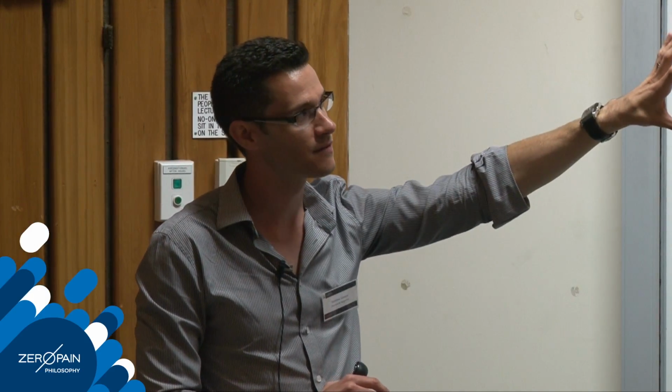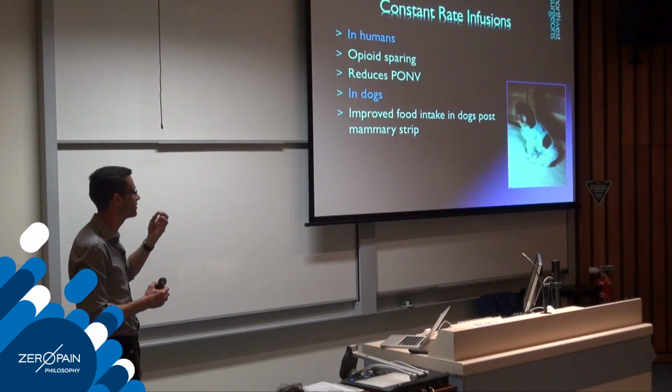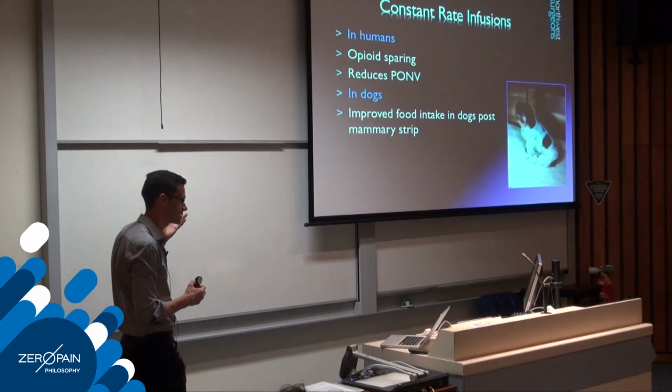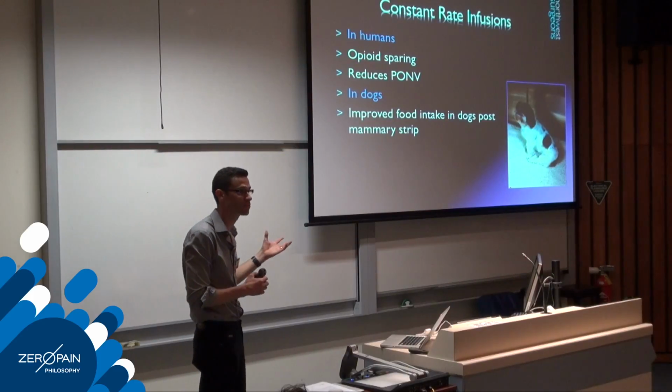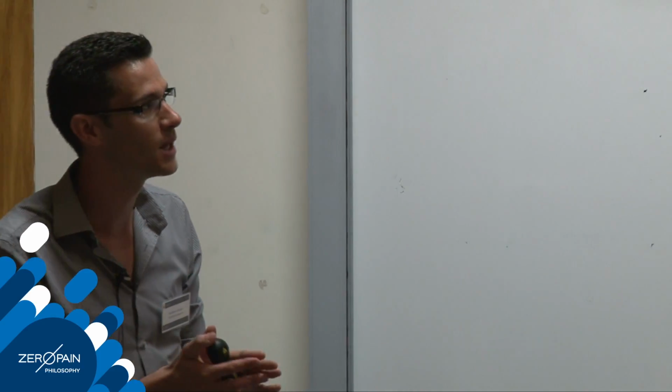And this study from France looked at using ketamine CRI in dogs undergoing a mammary strip. They used 2 different doses, and in the optimal dose, they showed that in the dogs that had ketamine CRI, the food intake was improved in those dogs post-op. So that could reflect less nausea, potentially.